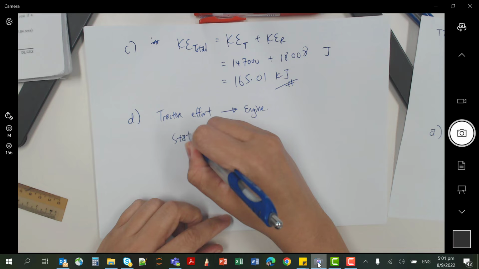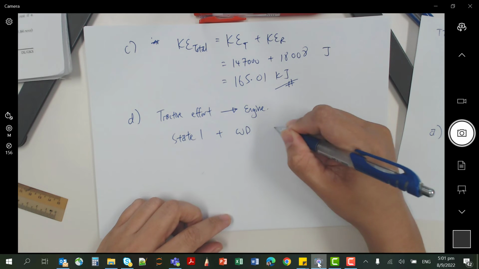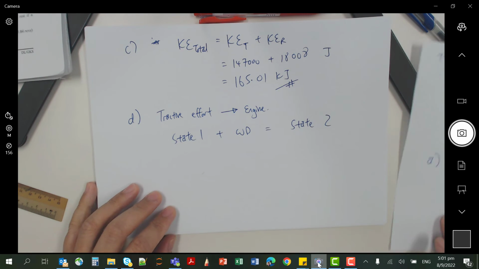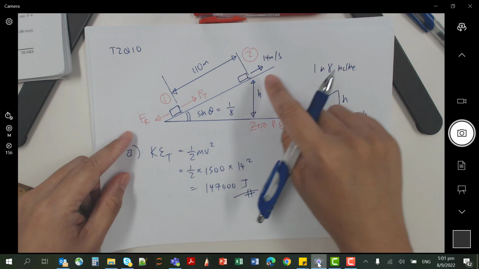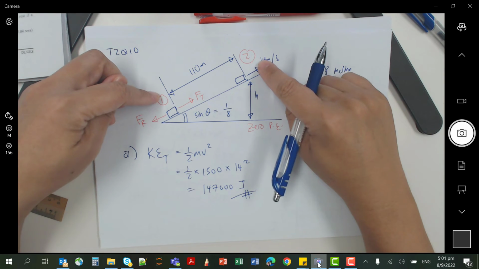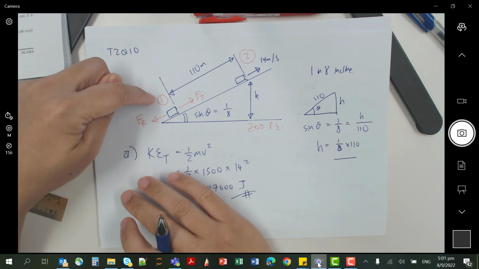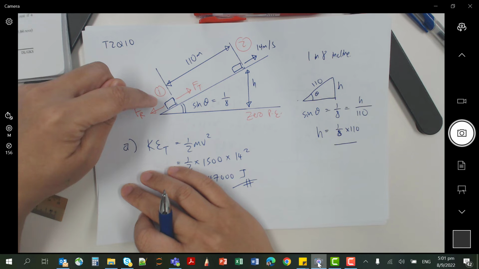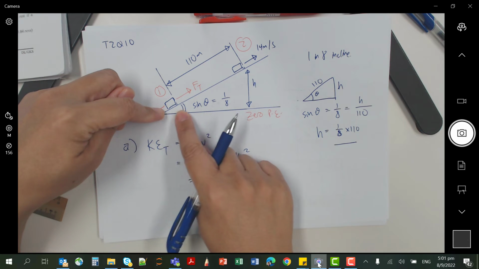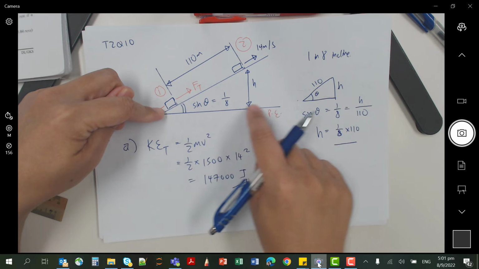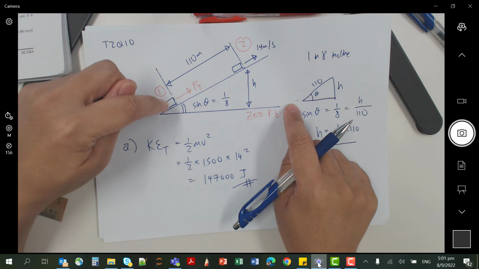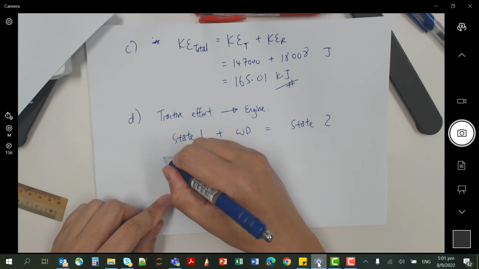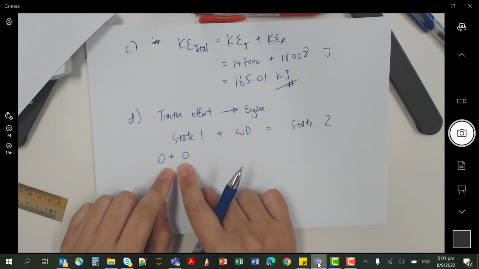Remember, state 1 plus work done equals state 2. Now you look at this diagram, and look at state 1 and state 2. State 1, what energy does it have? It starts from rest, so there is no KE. Also at state 1, we have decided to use it as the reference height for zero potential, so there is also no potential energy here. So in fact your state 1 is 0 plus 0.